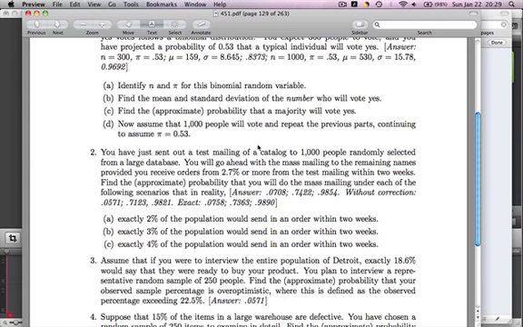So we've just sent out a test mailing of a catalog to 1,000 people randomly selected from some large database. We know that we're going to go ahead with the mass mailing to the remaining names, provided that we get a response rate of 2.7% or more within the first 2 weeks.